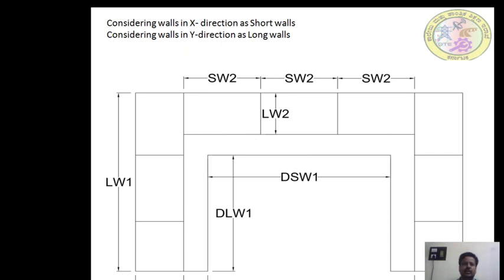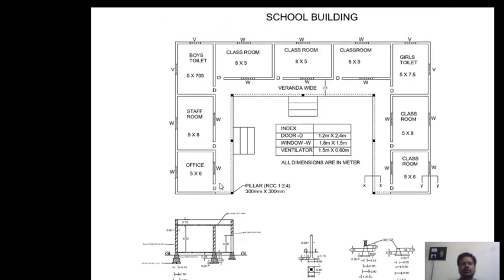Then the dwarf wall on the veranda side. The dwarf wall is nothing but a wall up to 0.75 to 1 meter height on the veranda side, and it also contains dwarf long wall 1 and 2 numbers, dwarf short wall 1 number, and dwarf short wall 2 numbers considered. Next, the calculation of LW1.